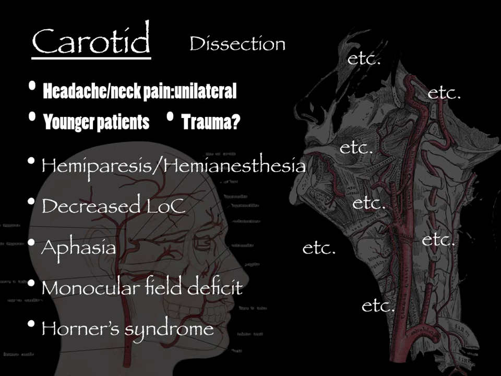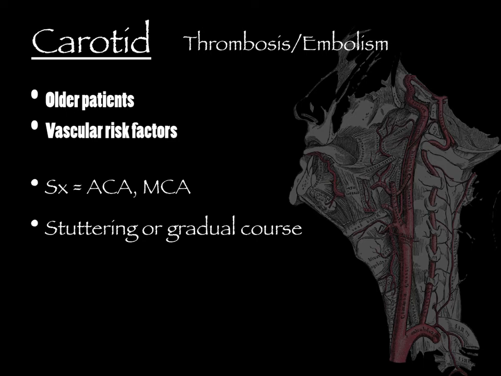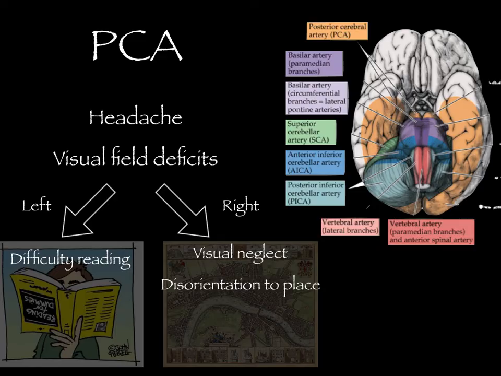Now, on the other hand, older patients tend to get thrombosis in the carotid artery, and this can embolize, much like a dissection can, but their symptoms tend to be unprovoked. This tends to be in older patients with vascular risk factors. They may have other vascular disease. But much like the dissection, this tends to affect the ACA and the MCA, and this may have a stuttering or gradual course. This is why we listen for carotid bruits. They're not a great test, but they're good to put on a chart.